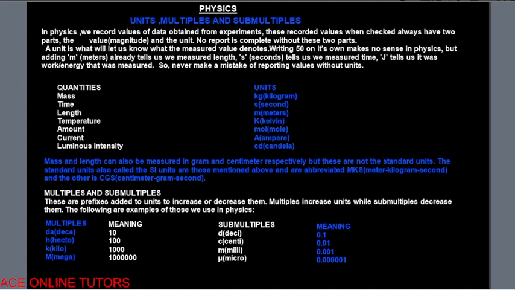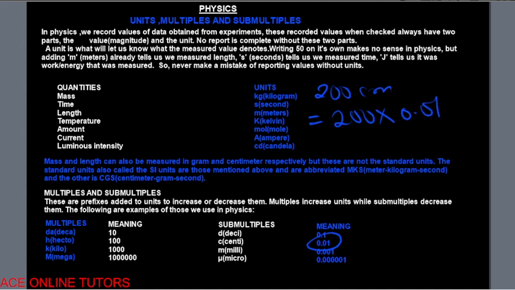Now look at centi. Centi is 0.01, or you say divide by 100. 0.01 is the same thing as divide by 100. So let's say somebody said the value of a length is 200 centimeter. What does that mean? That means it is 200 multiplied by centi. What is centi?